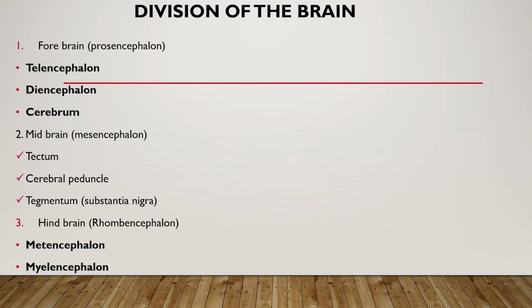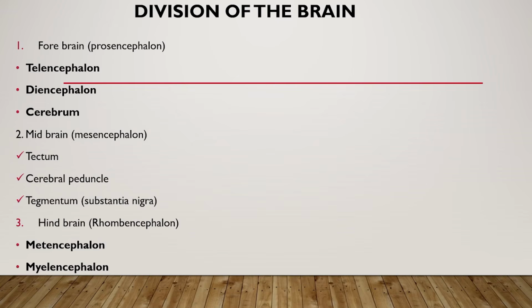The telencephalon has structures like the cerebral cortex. In the cerebral cortex, we have the divisions: the frontal lobe, the parietal lobe, the temporal lobe, and the occipital lobe. We also have the basal ganglia. Those are the two structures that make up the telencephalon: the cerebral cortex and the basal ganglia.